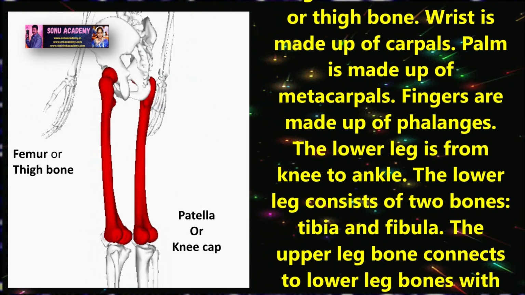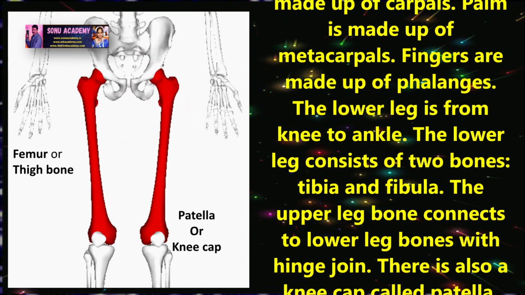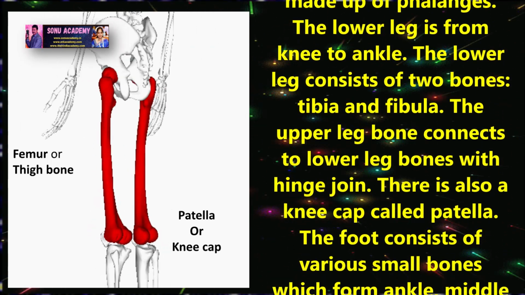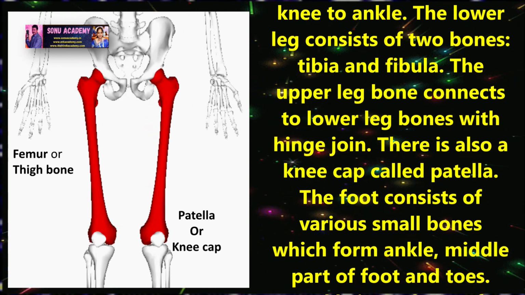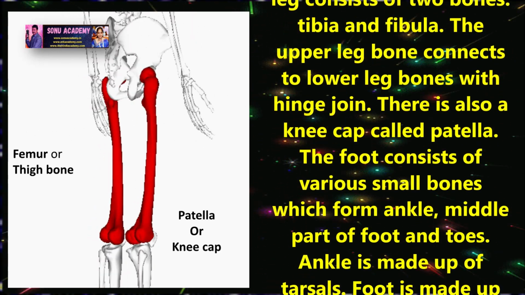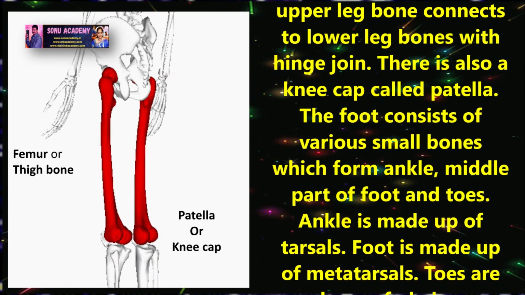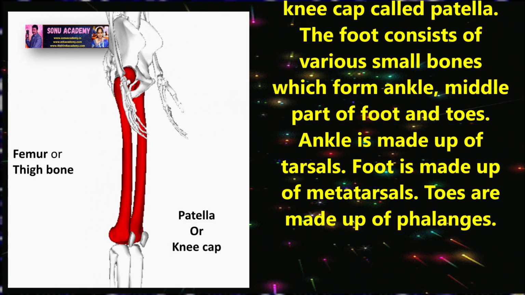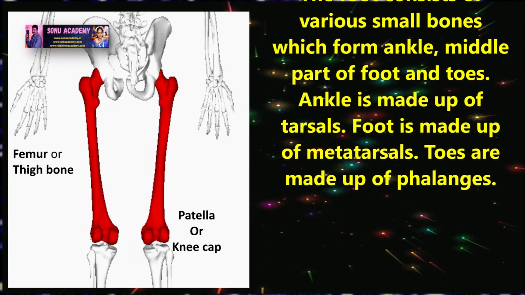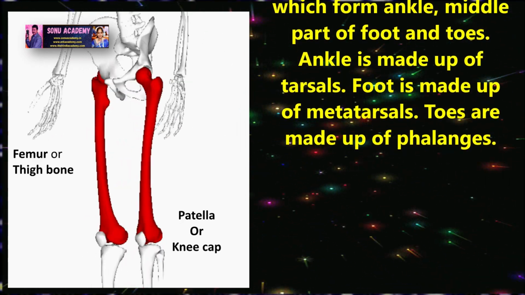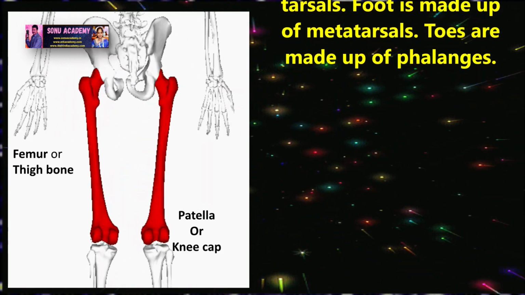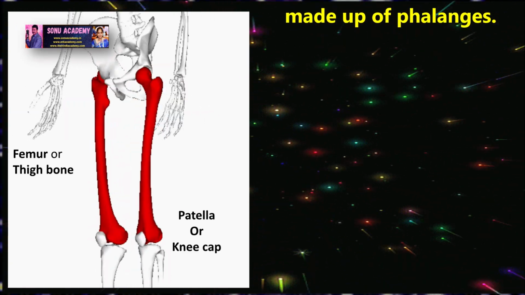The lower leg is from knee to ankle. The lower leg consists of two bones, tibia and fibula. The upper leg bone connects to the lower bones with a hinge joint. There is also a kneecap called the patella. The foot consists of various small bones which form the ankle, middle part of the foot and toes. The ankle is made up of tarsals, the foot is made up of metatarsals, and toes are made up of phalanges.